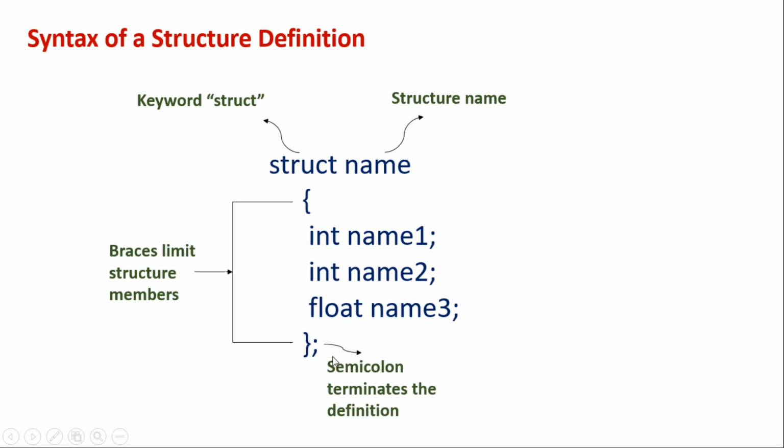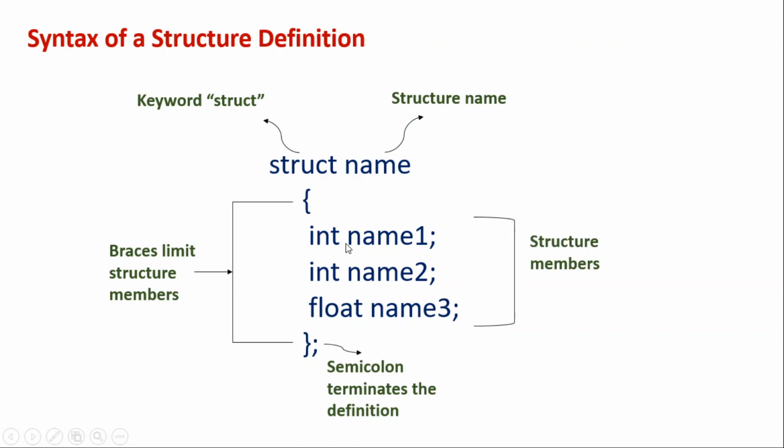So the semicolon makes us understand this is the termination of the structure definition. With the semicolon we understand that the structure definition is terminated. Now about the structure variables, structure members.